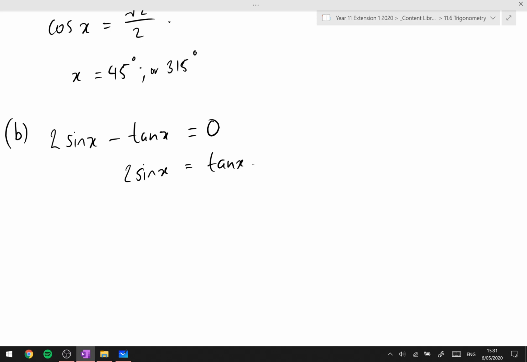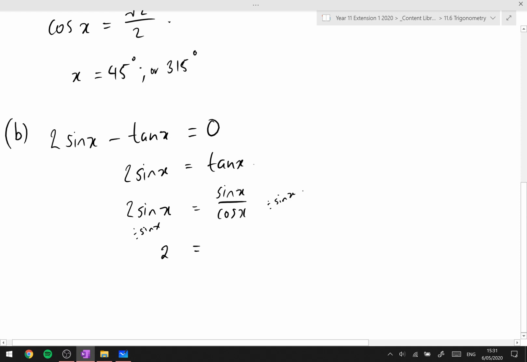Okay, well, I've got some sines and I can't do too much with that, but I also have a tan. And we know that tan, using our identity, is just the same as sine of x over cos of x, okay? Then I'm going to get rid of this sine on the left-hand side, so I'm going to divide by sine of x to leave the 2 there, and what we get is that 2 is equal to, well, sine of x divided by sine of x cancels, and I'm left with 1 over cos of x.